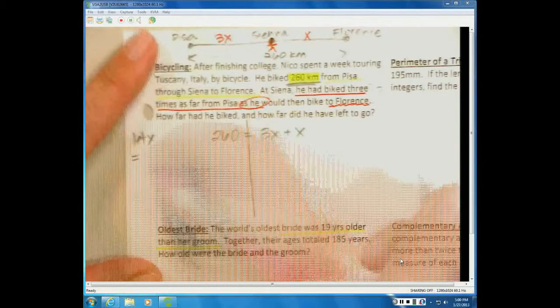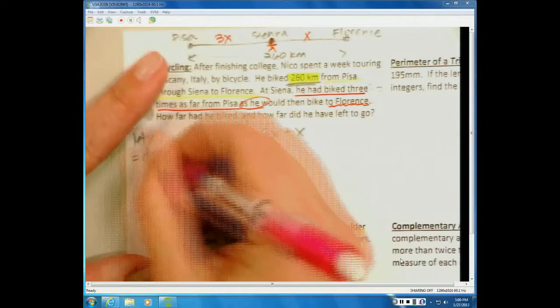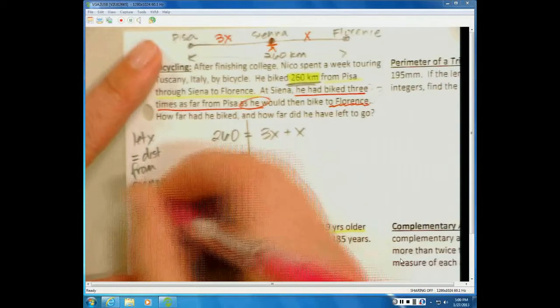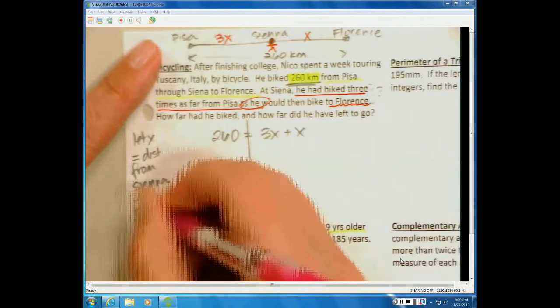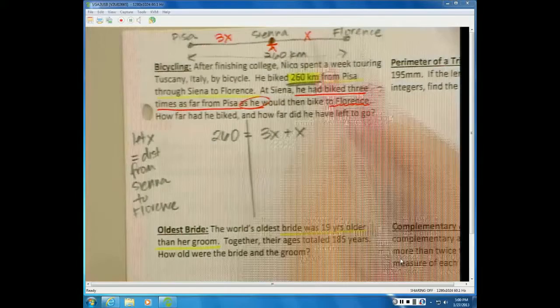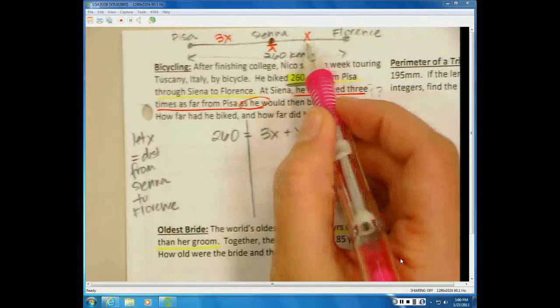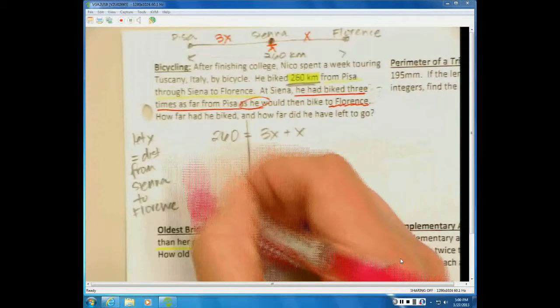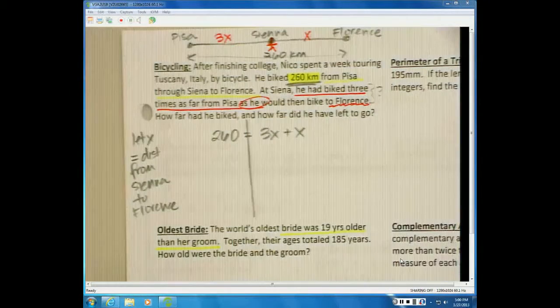We're going to let x equal the distance from Siena to Florence. I wrote it on the picture, but I didn't formally define it, right? I wrote it on the picture so we could see the x covers from here to here, but let's be a little more explicit and state exactly what our variable means. Okay, sorry about that. Back to oldest bride.